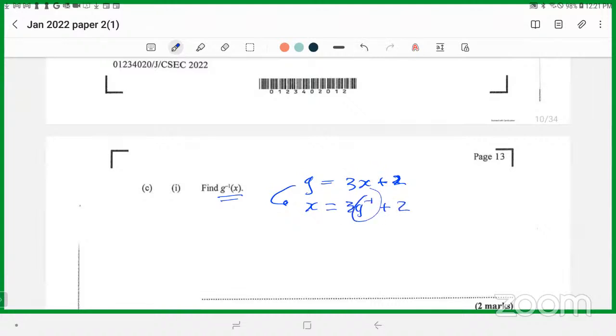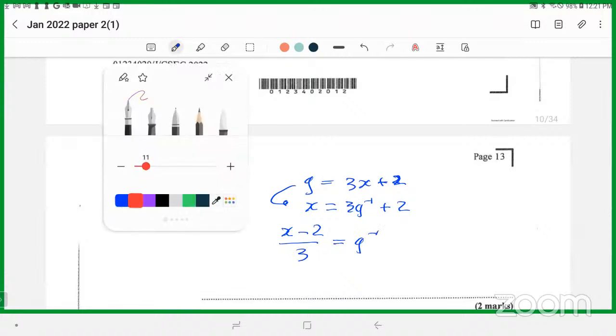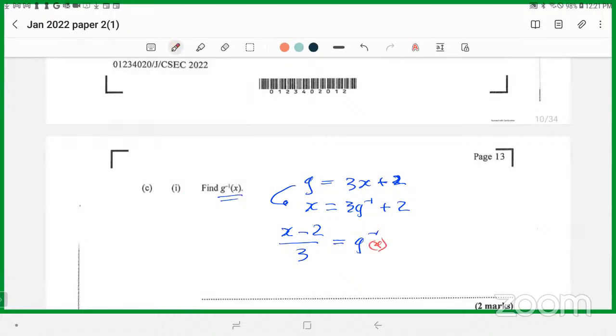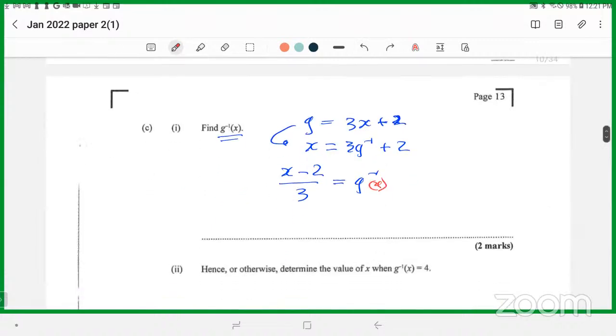Trying to make this a subject. Transpose the 2, subtract it, and then divide by the 3. So we're going to get (x minus 2) over 3. That is g to the minus 1. Putting back the x now on it. And that is the answer right there. (x minus 2) over 3. 2 marks for doing that simple thing.